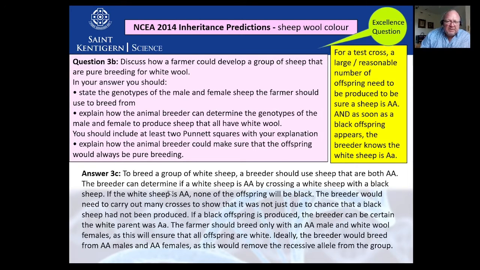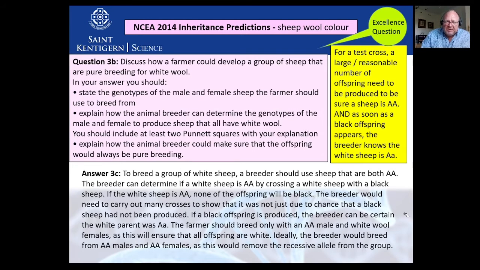So the model answer: to breed a group of white sheep, a breeder should use sheep that are both homozygous dominant. Okay, the breeder can determine if a sheep is homozygous dominant by crossing a white sheep with a black sheep, because we know that the black sheep, because it's recessive, has to be homozygous recessive. If the white sheep is homozygous dominant, none of the offspring will be black. The breeder would need to carry out many crosses to show that it was not just due to chance that a black sheep has not been produced. That's the 50% chance I spoke about.